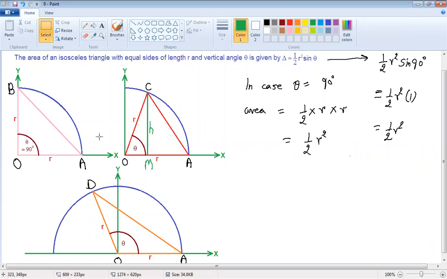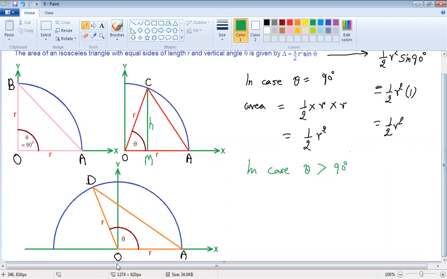Now we take up the last case for the obtuse angle. That means in case angle theta is greater than 90 degrees. This is the picture in which the vertical angle theta is more than 90 degrees, that means obtuse angle. Again here for the base OA, we want the altitude, height. Now the opposite vertex is D. Opposite to the base OA is the vertex D.